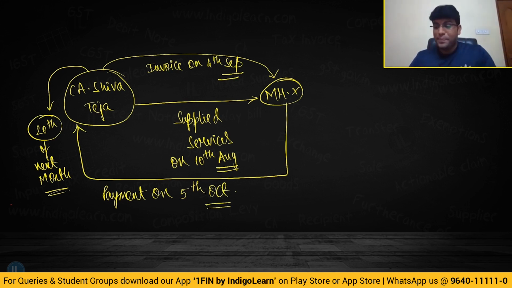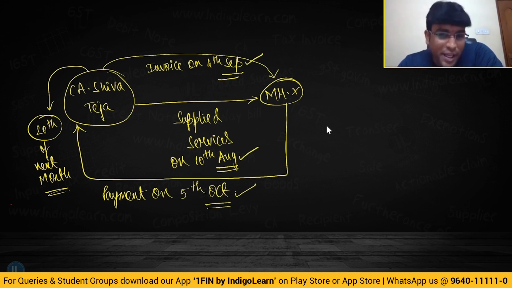That's very interesting actually. So friends, if you observe very carefully, the interesting point to be noted is: service is given when? August. Invoice is given when? September. Payment has come when? October. So these three are in different months. Generally, when we say August service is given, invoice in September, payment in October, the due date for payment of tax is 20th of next month.